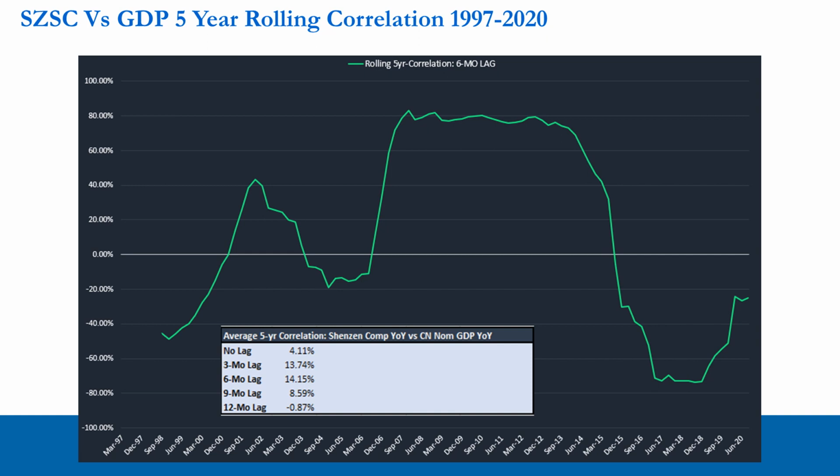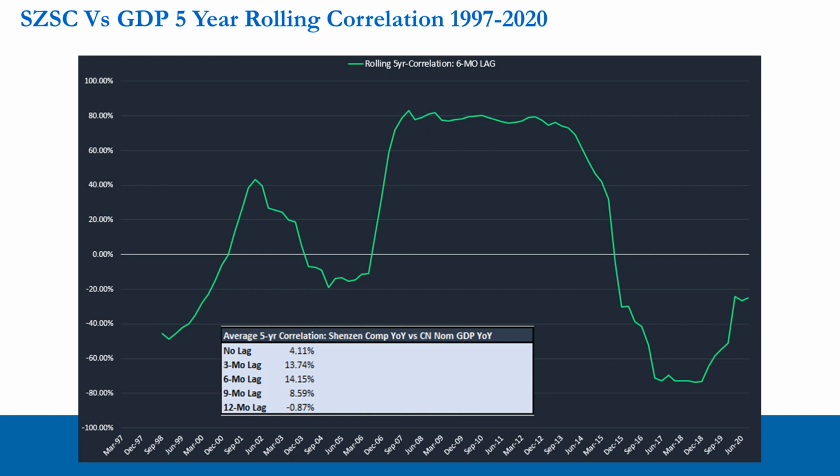You can even see here that there's a negative correlation using a 12-month lag. Well, it's around zero, and it's mostly around zero. 9-month lag, 8.6%, no lag, 4%. And in between, we got 3 and 6 month lag with an extremely weak, low correlation. So very unreliable in statistical terms. This would be defined as having no linear relationship.